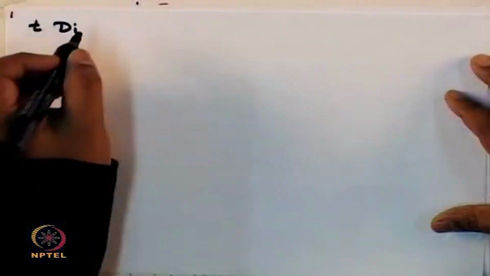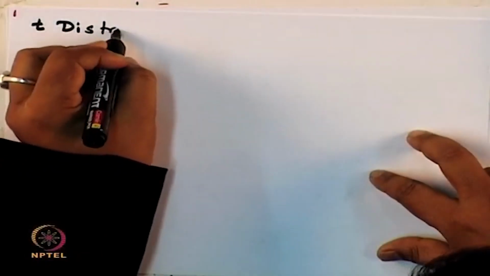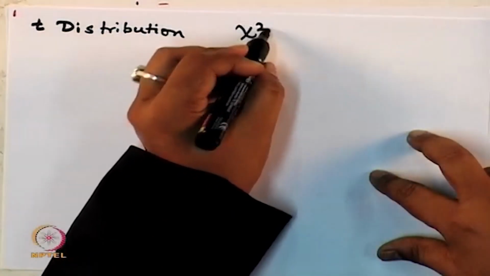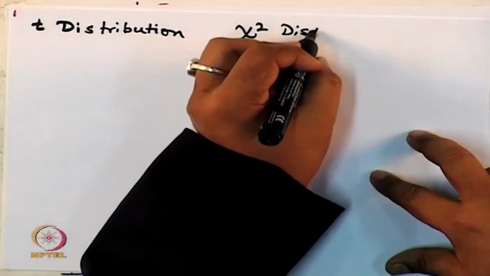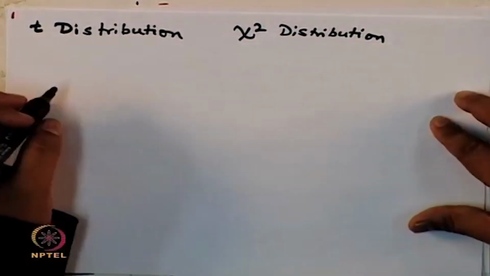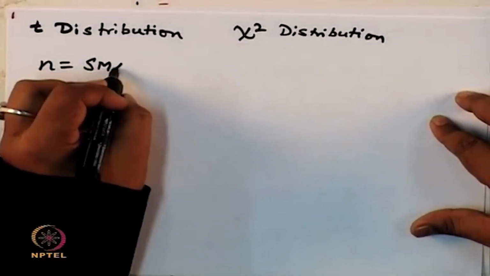Hello and welcome to today's lecture. So, in the last two lectures we had briefly discussed two distributions, the t distribution and the chi-square distribution. The t-test is used when n is small.